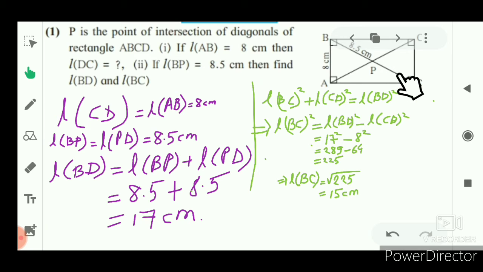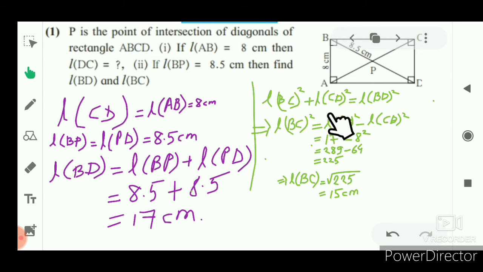Yes, BD is the side opposite to 90 degrees. So BD is the hypotenuse of this triangle BCD, and the remaining two sides BC and CD are the two adjacent sides. By applying the Pythagoras theorem in triangle BCD, the hypotenuse square is equal to the sum of the squares of the two sides, so the square of BC plus the square of CD.